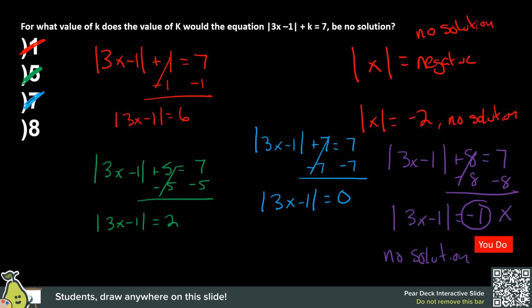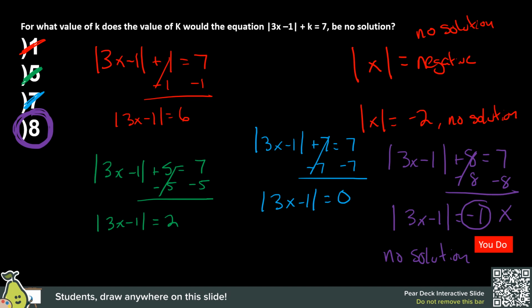When I have my simplified absolute value, or my isolated absolute value, if it's equal to a negative, that's going to be bad. And we'll get no solution. It's impossible. So we have 8 is our answer.